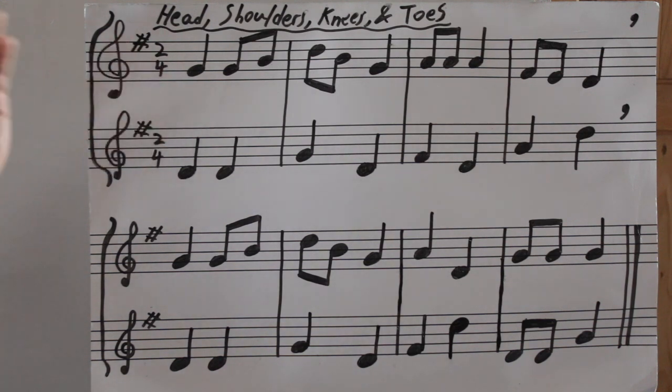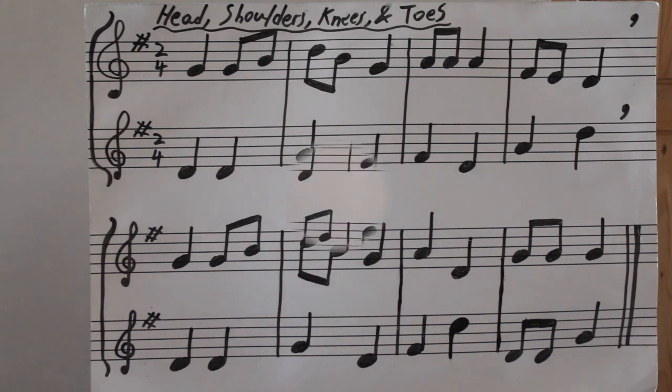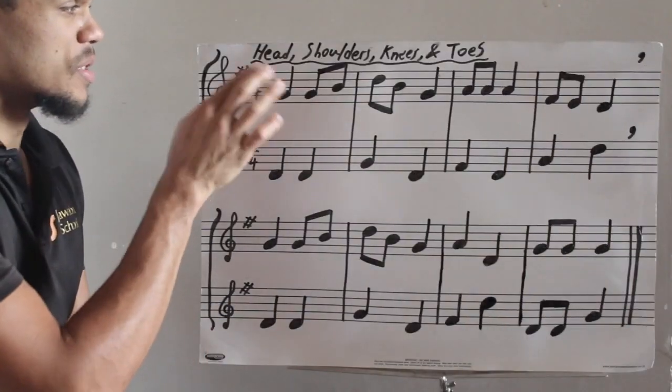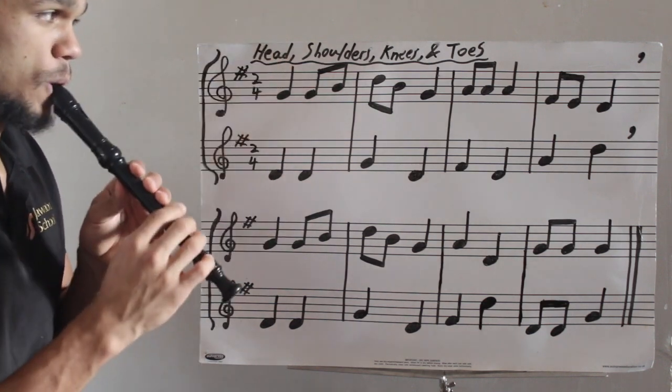So let's try and now play it, but we're gonna have to slow it down because when you're playing 2/4, it can be a bit quick, okay? So let's try and now play the piece. G, G, B. Let's go.